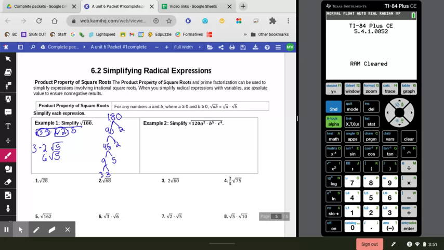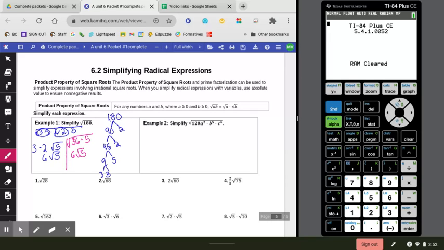Now I could have done that without doing the factor tree. The method without the factor tree requires me to find the biggest perfect square. So the biggest perfect square in 180 is 36. 180 is 36 times 5. So I broke up 180 into 36 times 5, and the square root of 36 is 6. So that is 6 square root of 5.